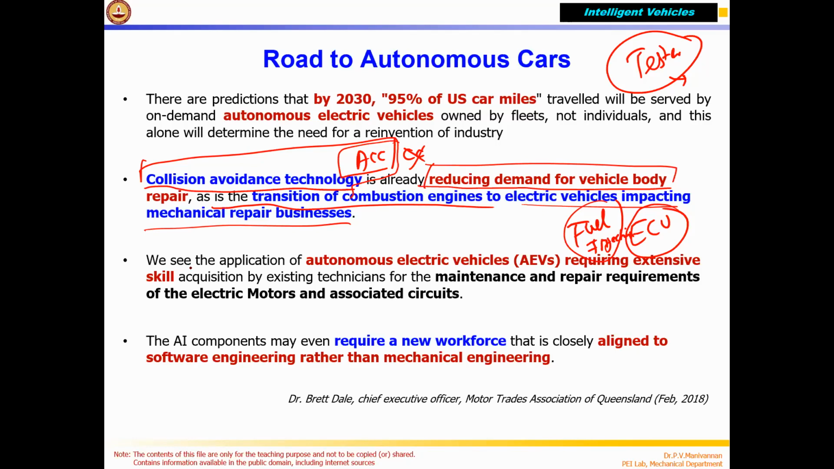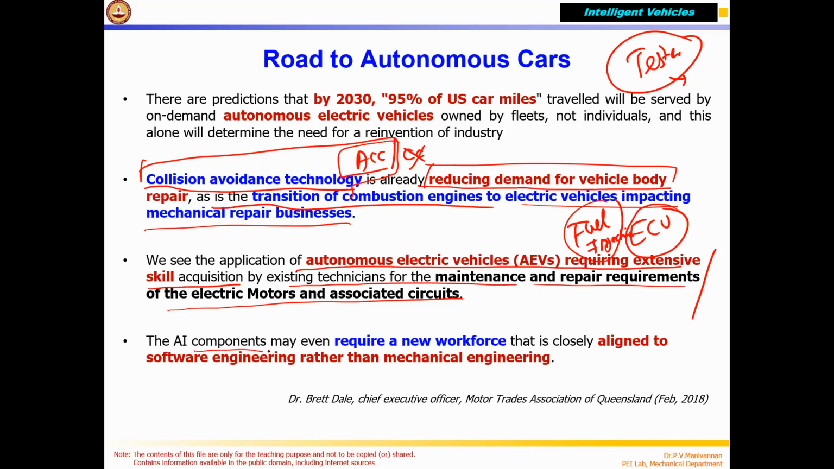Okay, then we see the application of electric vehicles, acquiring expensive skills compared to the existing technician's maintenance and repair requirement of the electric motor. And that's what I was talking about. Engine, all these things. There are many people who tried without this. They can remove the complete engine, service a truck, bus, all old generation, with a carburetor for fuel, gearbox, they can do all those things. But the advanced autonomous vehicle cannot be serviced because there are a lot of electronic sensors.